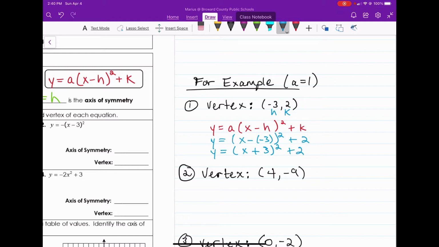Even though the x coordinate was negative, when we write it, it's kind of deceiving, and it looks as though the x coordinate is a positive 3. But really, for the vertex, it was negative 3.